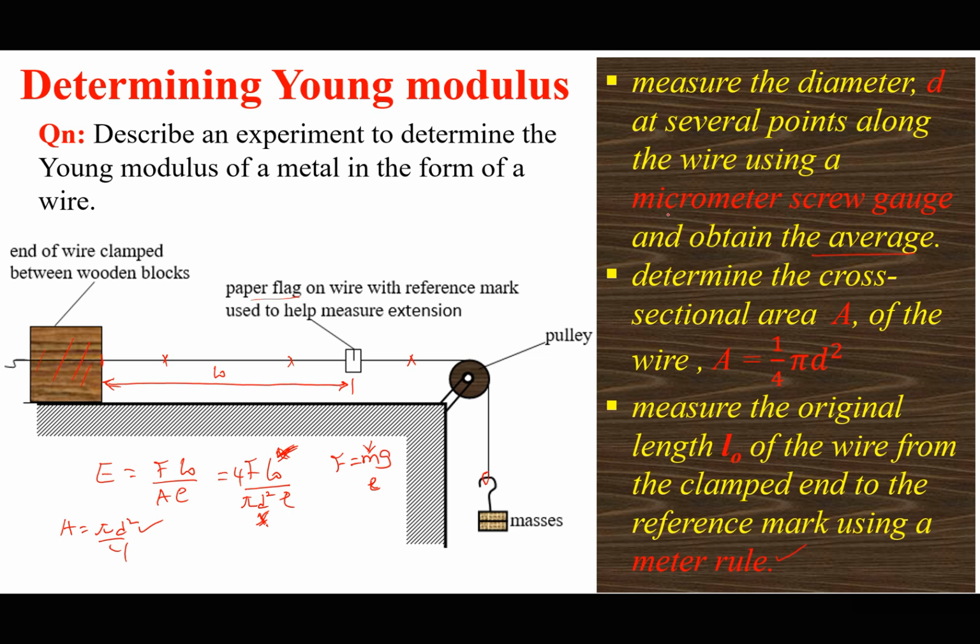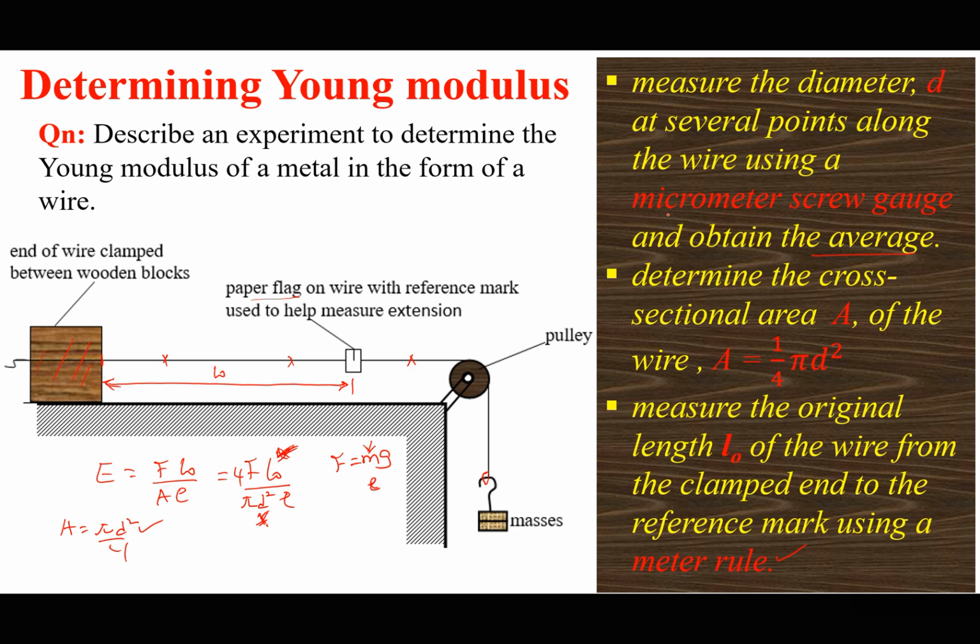We have used a micrometer screw gauge to measure the diameter. But when we are using the micrometer screw gauge, we take into account that the diameter of the wire may not be uniform throughout. Therefore, we can measure at different points of the wire and we obtain the average diameter.